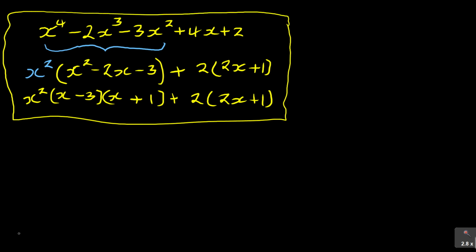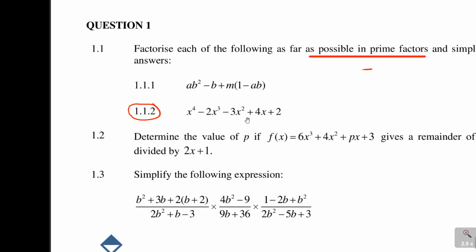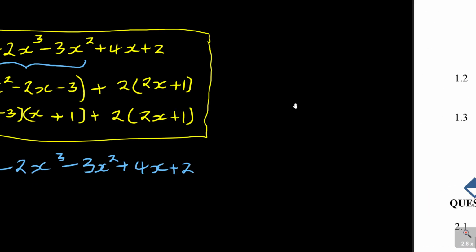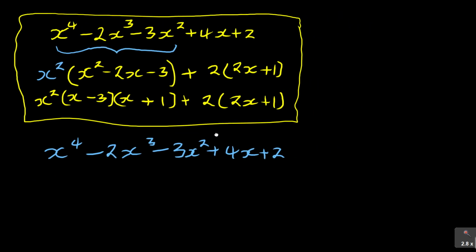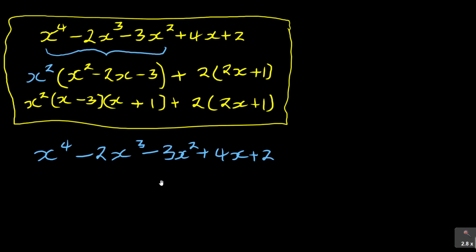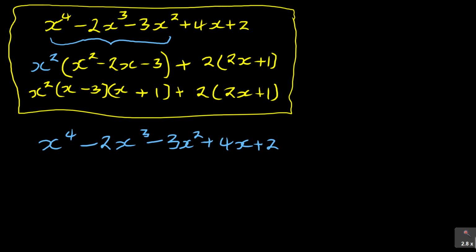They usually bring such. Let's try another way. It's x to the power of 4 minus 2x to the power of 3, so this is one way you could have done it. Minus 3x squared plus 4x plus 2. The question here was saying we need to factorize as far as possible in prime factors. That's where they usually make it. This is prime factors to me, but it doesn't sound complete. Okay, let's do it.